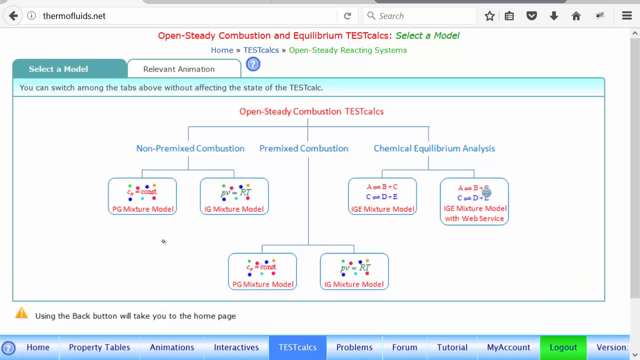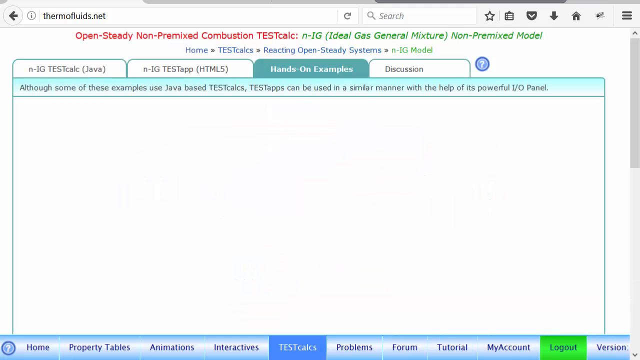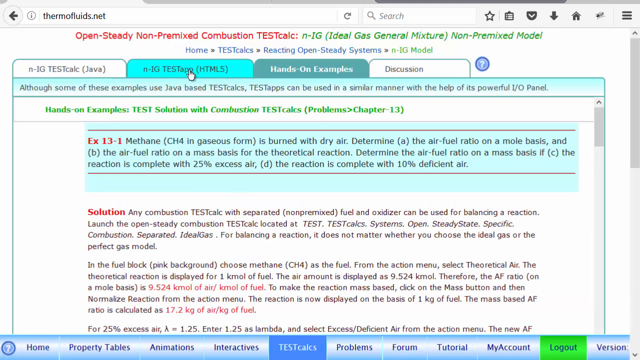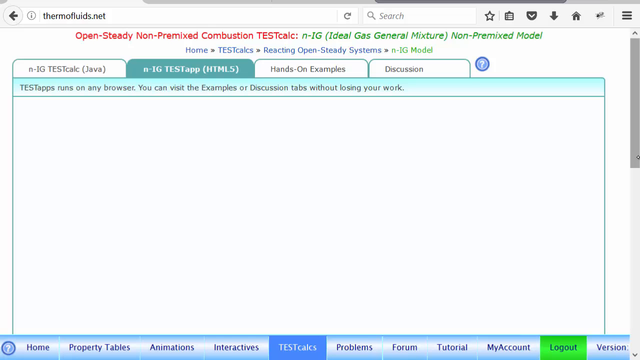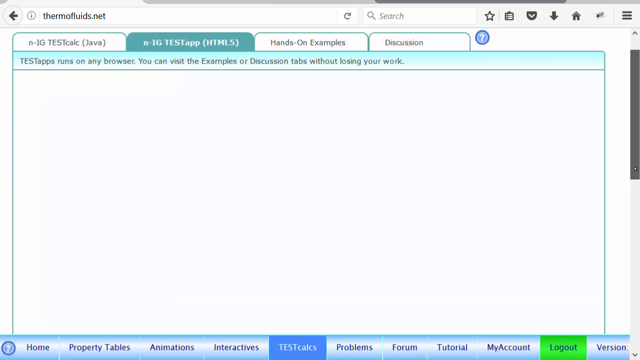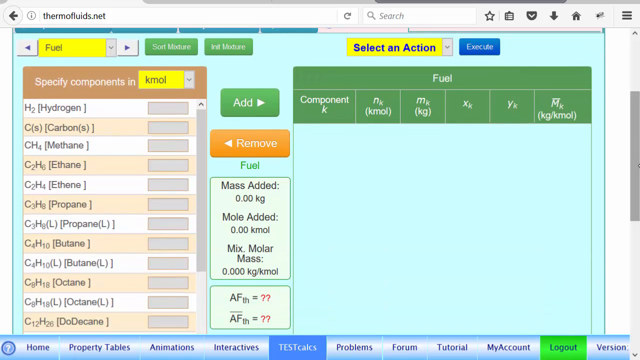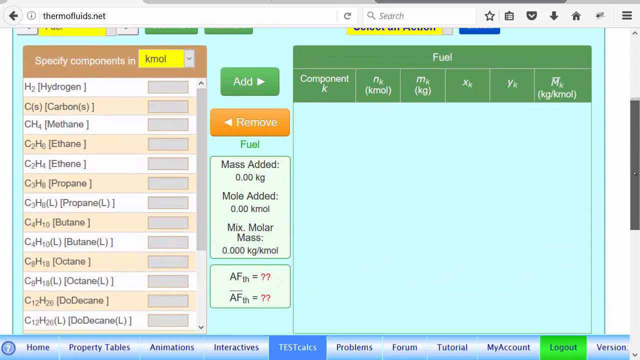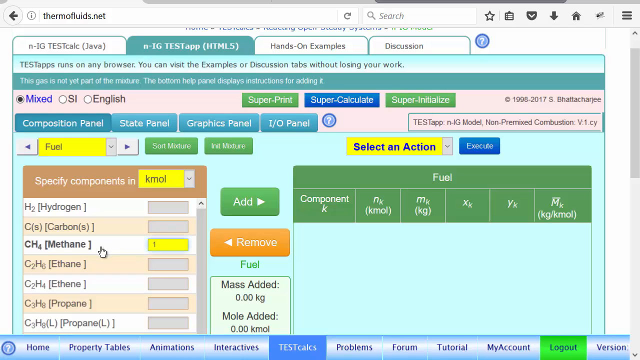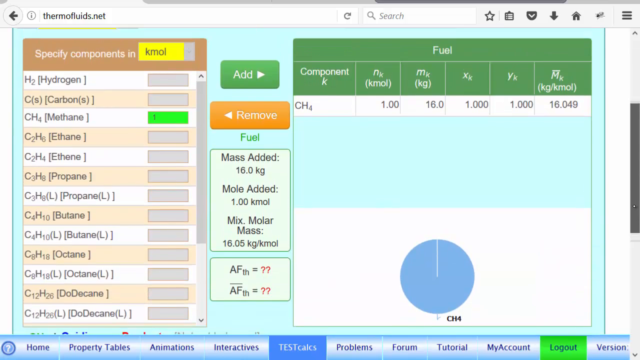Okay, so let's try the IG model. We'll pick non-premixed combustion. Go to the HTML5 tab to get the combustion app started. Okay, so the question is to find the adiabatic flame temperature of methane. So our first job is to select methane. Click the add button. So methane is our fuel.